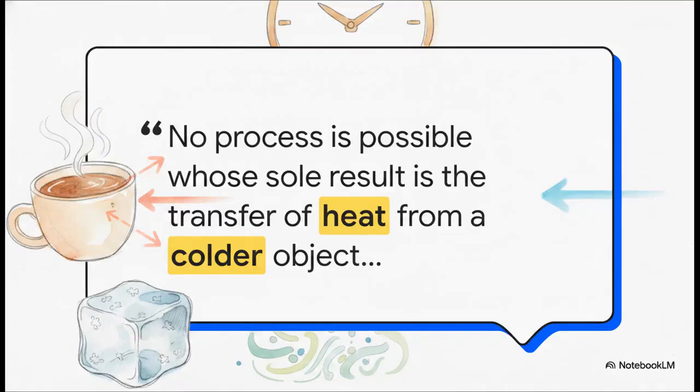We've seen how energy is perfectly conserved and how it naturally flows to reach equilibrium. But wait, why doesn't a hot cup of coffee spontaneously absorb heat from the surrounding room and just start boiling? Well, that leads us to this incredibly provocative thought by Rudolf Clausius. No process is possible whose sole result is the transfer of heat from a colder object to a hotter object. Energy has a strict direction. The universe has a strict arrow of time.